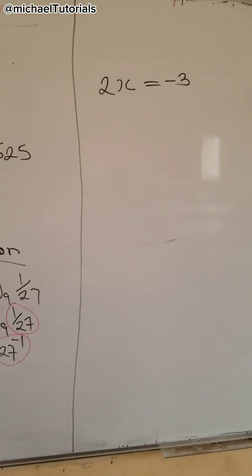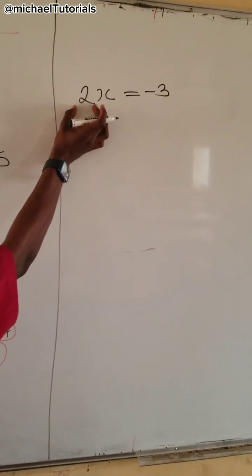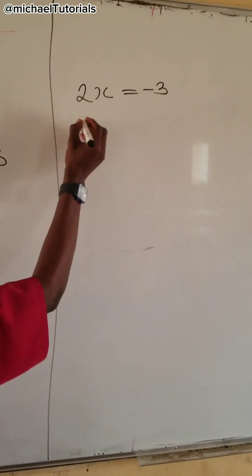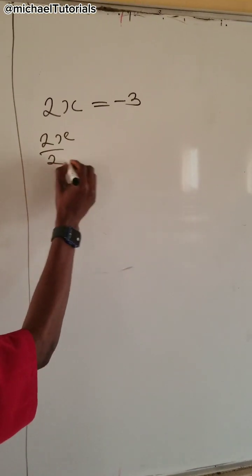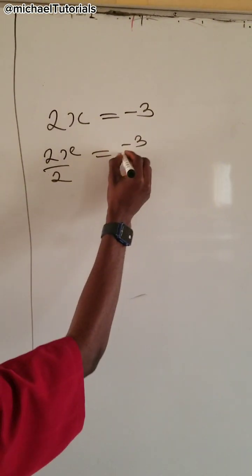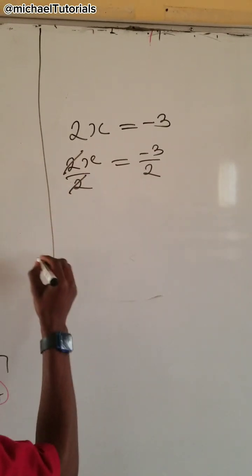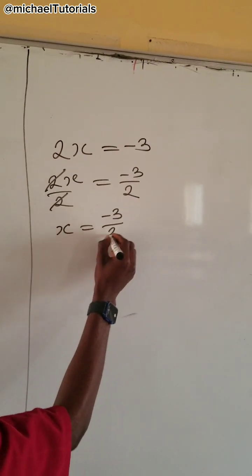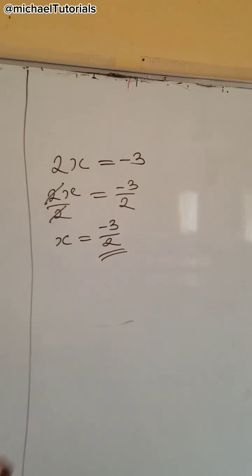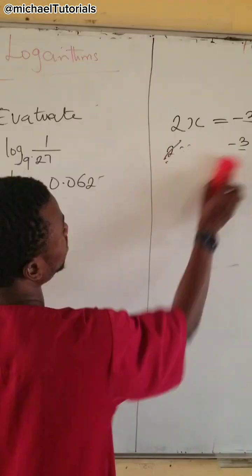Now, what we can do is to divide both sides by the coefficient of x, which is 2, to have x. By dividing both sides, we have 2x divided by 2 is equal to minus 3 divided by 2. Then you cancel 2, you have x is equal to minus 3 divided by 2 as our final answer for this question. So let us go to number 2.